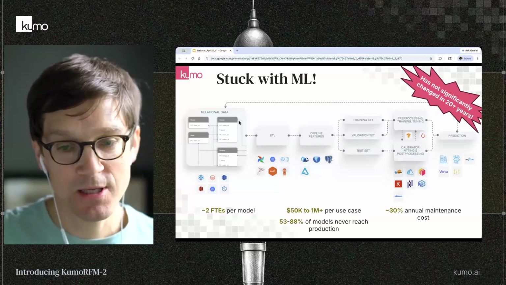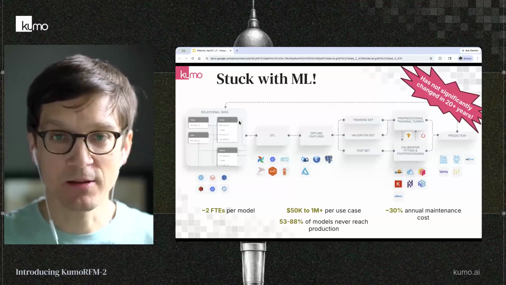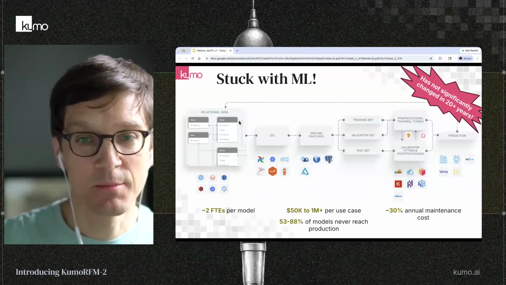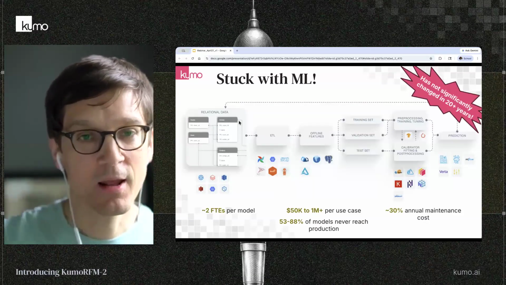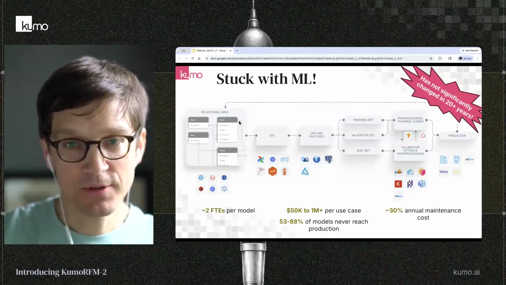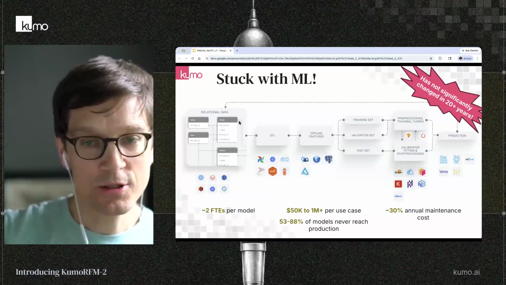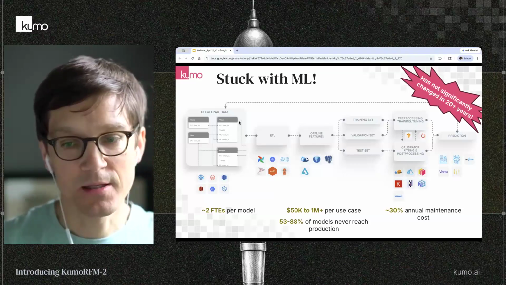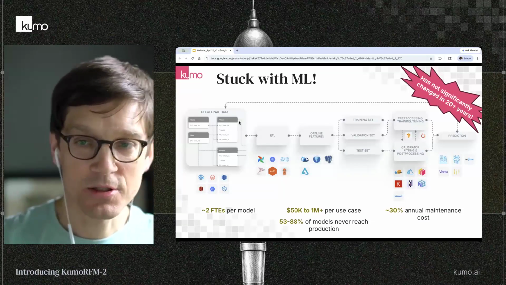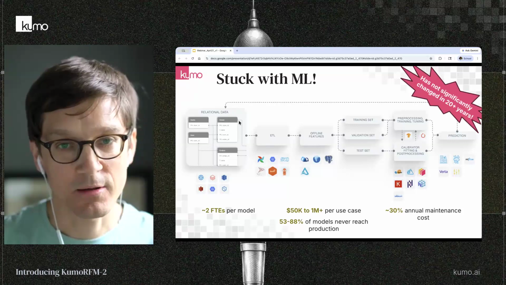And most of these models actually never reach production. They never get used in practice, but they get dropped, they don't perform well, and so on. And because of this manual feature engineering and this pipeline maintenance, the maintenance cost of these models is very, very hard.